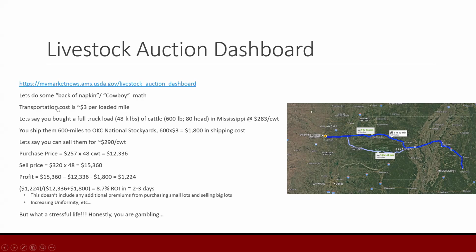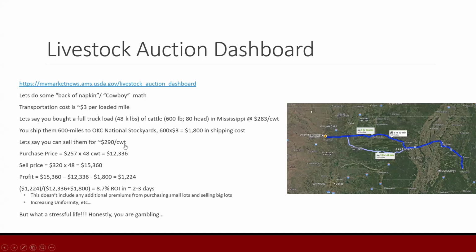These are just rough ballpark numbers. Here I'm assuming transportation cost is $3 per loaded mile. Let's say we have a truck with 48,000 pounds of cattle. We bought 600-pound animals, 80 head. We purchased them in Mississippi for $283 per hundredweight. Then we're going to ship them 600 miles to Oklahoma City National Stockyards. So 600 times $3 costs us $1,800 in transportation costs.